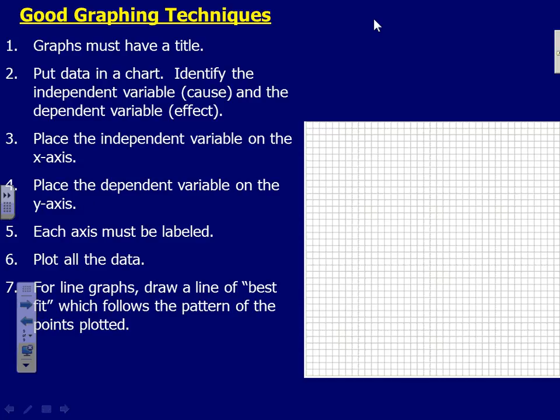All right. On the next page, write these graphing techniques, and then we're going to make a graph together as a team. Then we're going to get into doing this experiment with the gas.